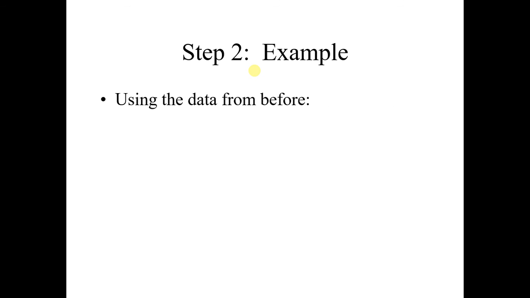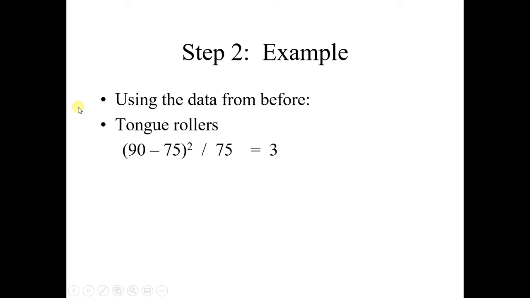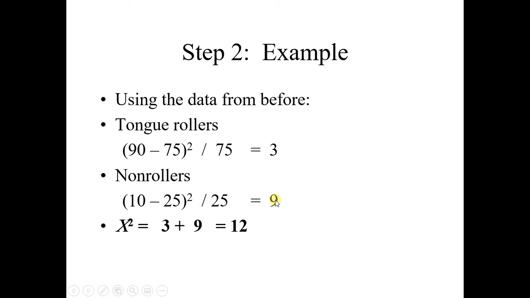So here's an example using the same data from before. For tongue rollers, this is the first category. Observed was 90, expected was 75, squared, divided by 75 equals 3. And for non-rollers, observed was 10, expected was 25, squared, divided by 25 is 9. And then we add up the result from each category. 3 plus 9 is 12. So our chi-square value is 12.